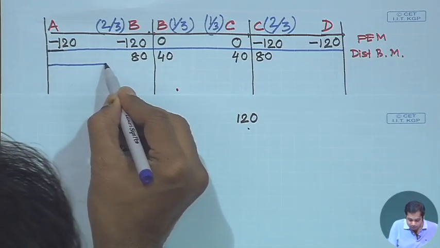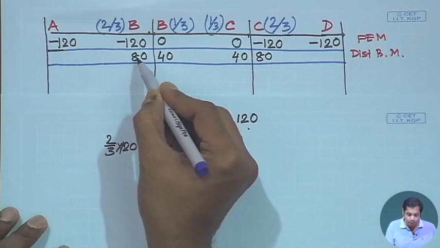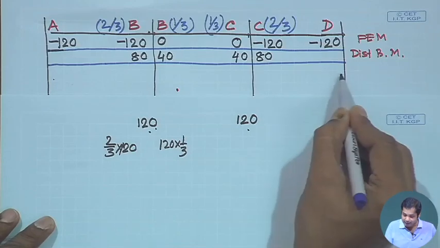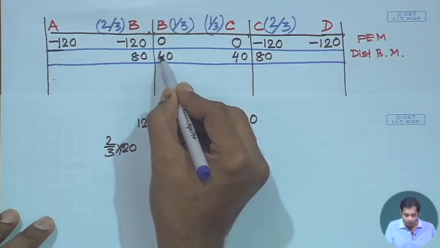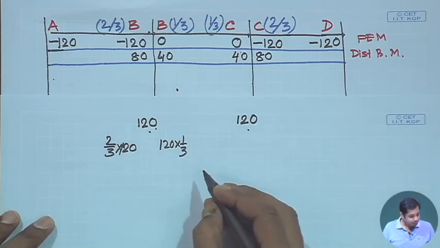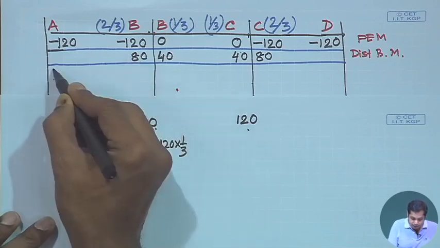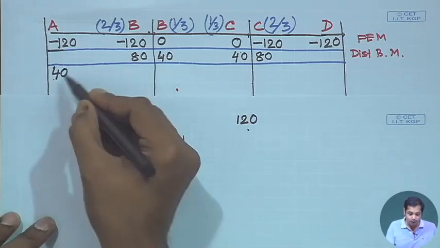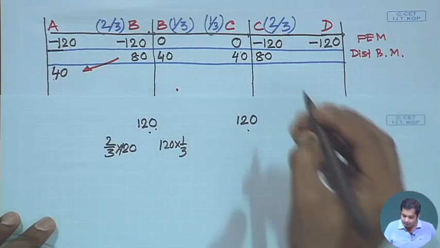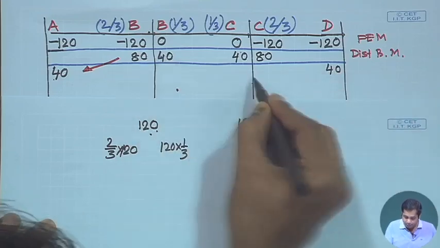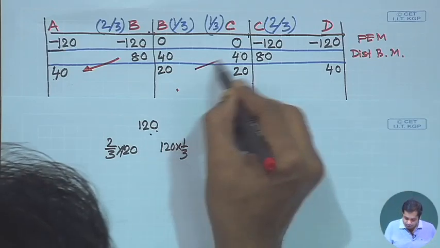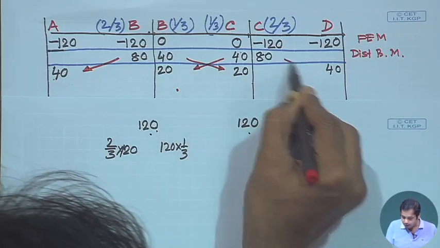Now, once you have the distributed balancing moment, there will be a carryover moment at A because of the moment at B, and there will be a carryover moment at D because of the moment at C. And carryover factors, we have calculated, are half here. So, the moment 40 will be carried over to A. This is how we show the carryover moment, and then similarly from 80 it is 40 here, and from 40 it is 20 here, from 40 it is 20 here. And these are all carryover moments.